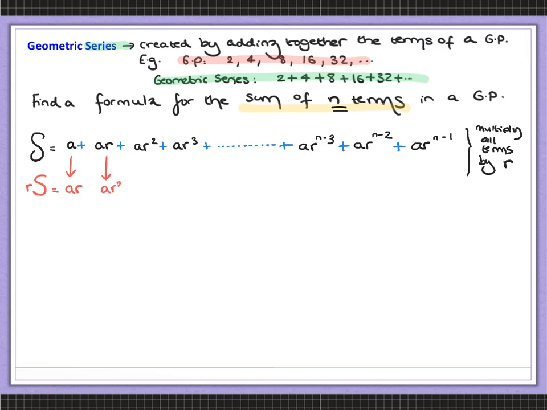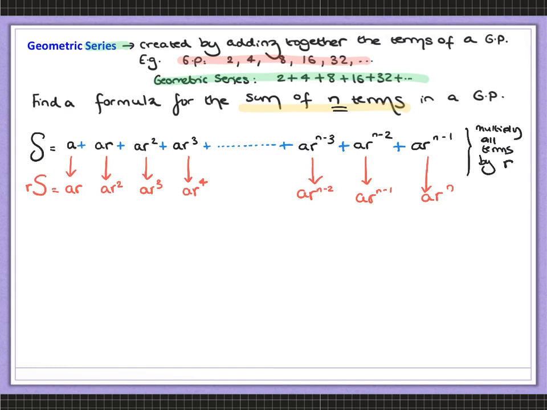ar will become ar squared. ar squared will become ar cubed. So each term has a power of r that is 1 higher than it was previously. Let's fill these in. And the last term becomes ar to the power of n. When you multiply by r, remember you're adding the powers together each time.